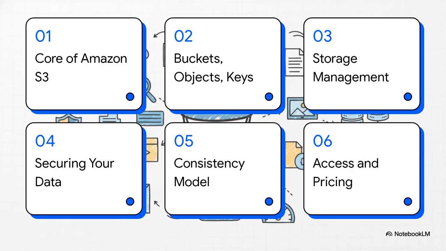Okay, here is a quick look at our game plan for today's explainer. We'll kick things off with the core of Amazon S3, then we'll break down buckets, objects, and keys. After that, we'll look at storage classes and management, move into securing your S3 data, examine the data consistency model, and finally wrap up with accessing and pricing S3.